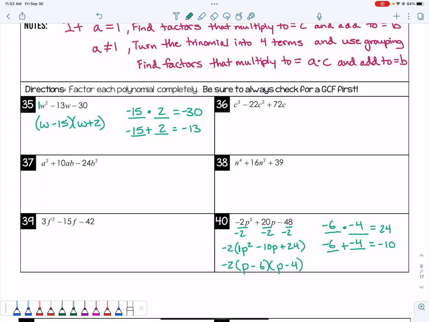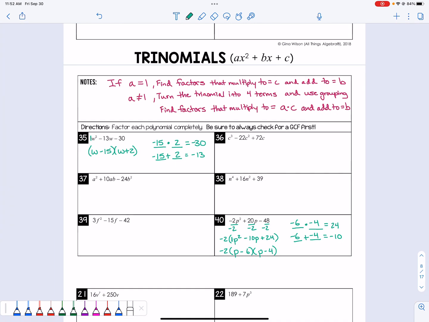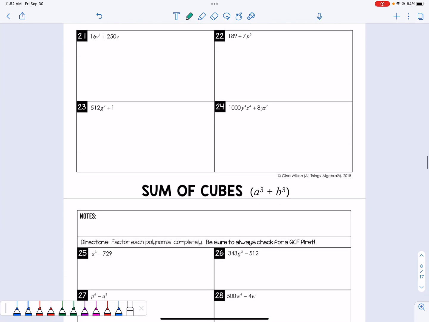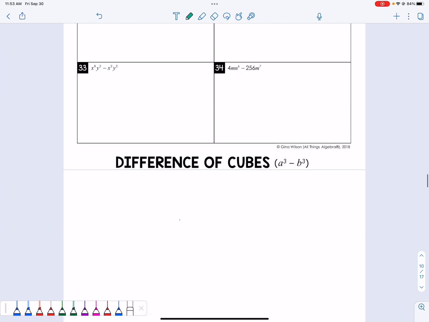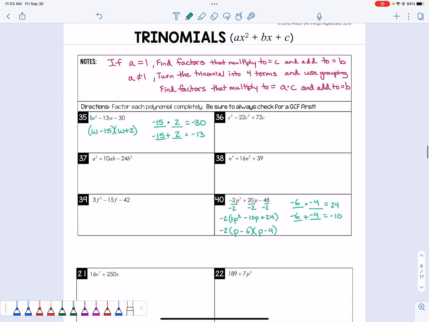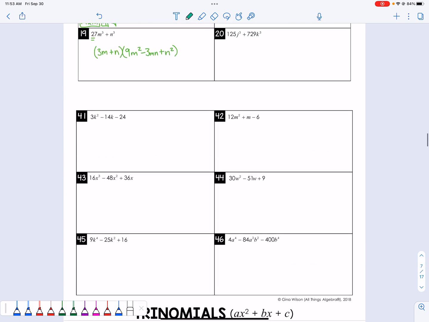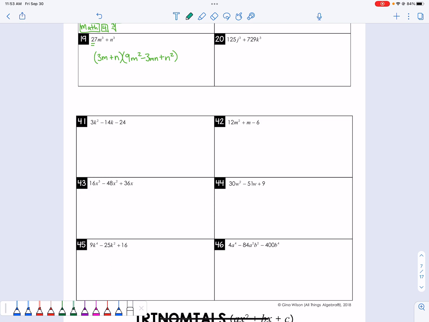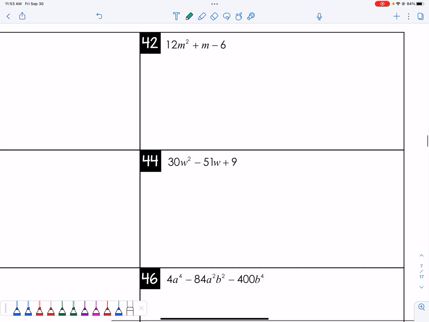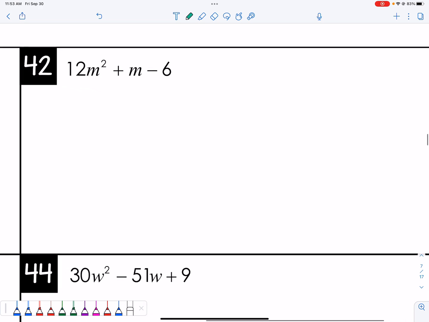So let's look at another one. Let's see, I'm looking for one that has the other situation going on. Let me see if I can find one. Here we go. Let's look at number 42. We have 12m squared plus m minus 6. So a is not equal to 1.